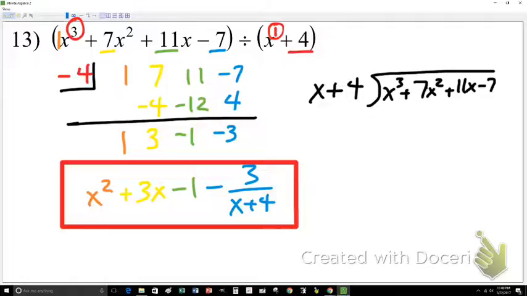The trick to starting the whole thing is we've got to divide this leading term by the leading term of our binomial. So we're taking x to the third, to start this, divided by x. And when we do that, we get the result x squared. Okay, we put that in the x squared column, and then we multiply that by the binomial there, our divisor. So x squared times x would be x cubed. X squared times 4 would be plus 4x squared.